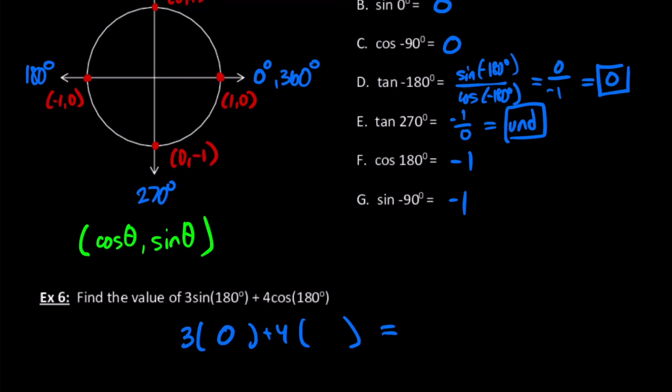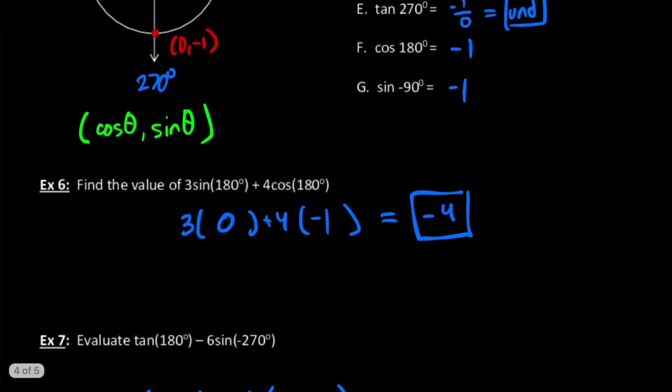Next would be cosine 180. Well, that's kind of nice. We're using the same point. Cosine is the x. That's a negative 1. So I plug a negative 1 in here, and you just evaluate that. 3 times 0 is 0. 4 times negative 1 is negative 4. So you have 0 minus 4. Answer is just negative 4. So again, obviously, this would be done without a calculator.